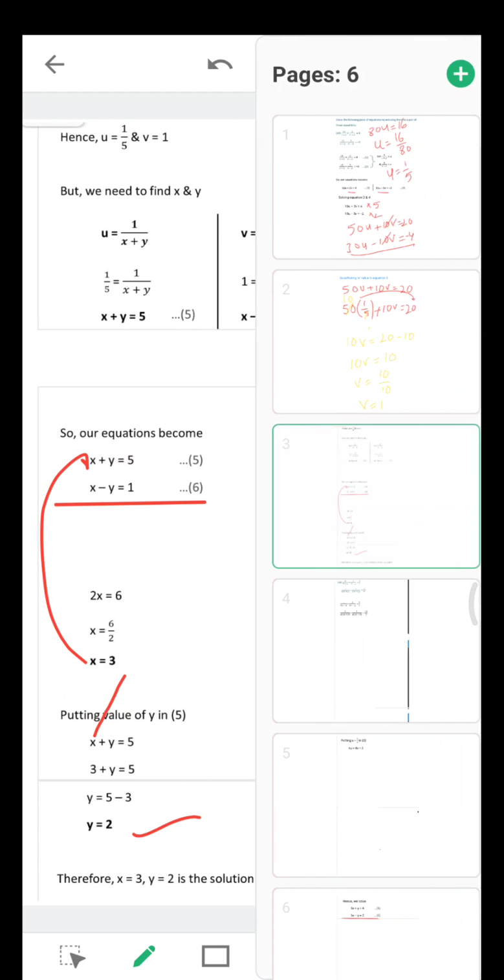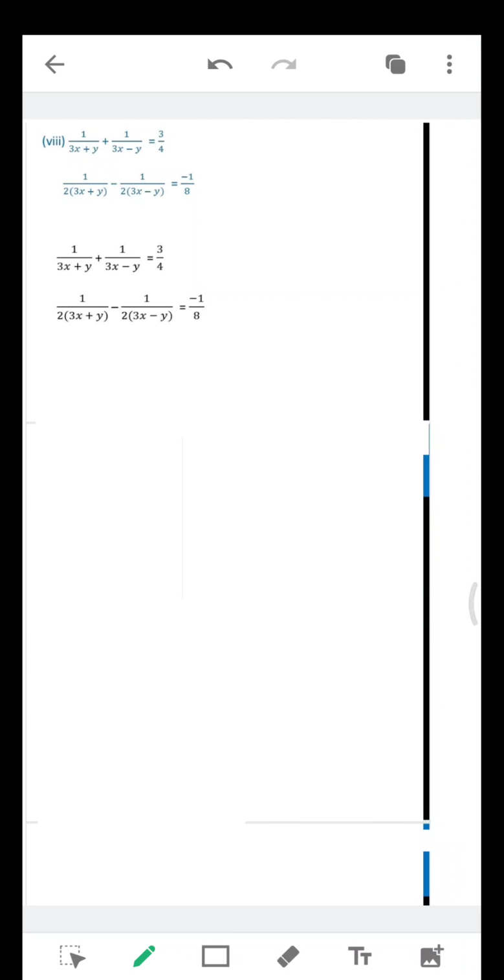Now we have another question of the same type. In this question also there are two variables. So we will assume 1 by 3x plus y as u and 1 by 3x minus y as v. Okay, because you can see 1 by 3x plus y is there in both, and 1 by 3x minus y is also there in both the equations. Okay, so let's begin this problem in the same way. We have to solve it. So let's quickly go through this.